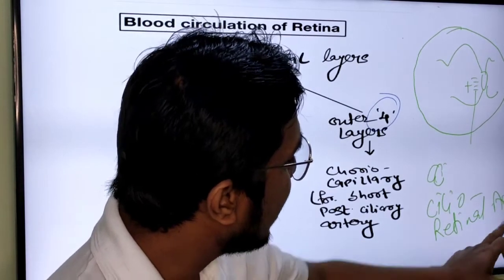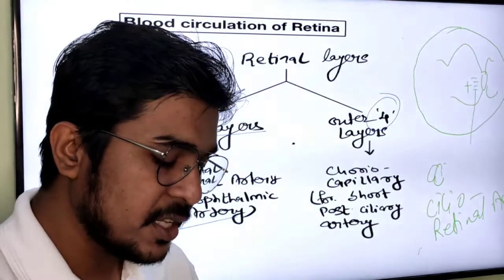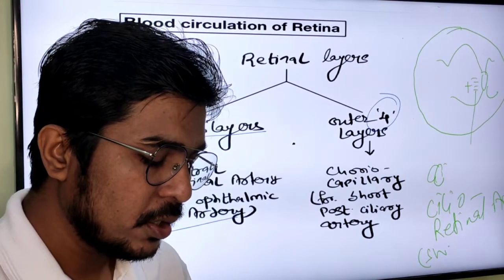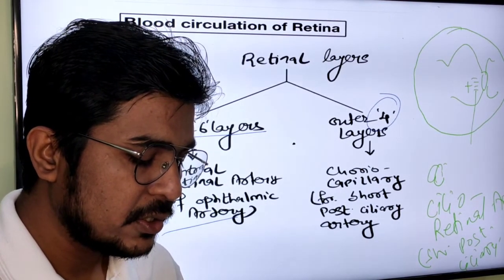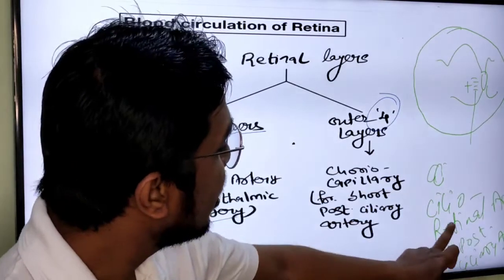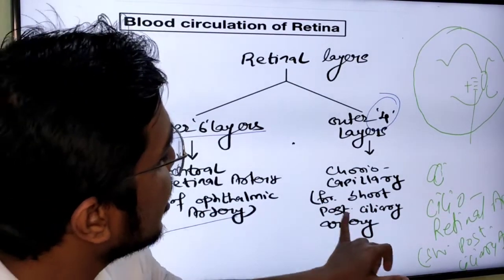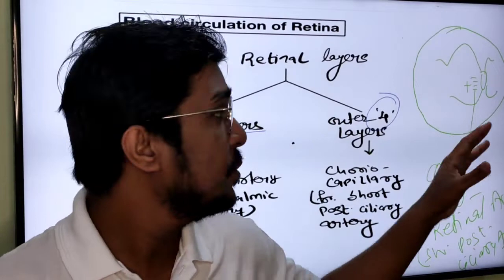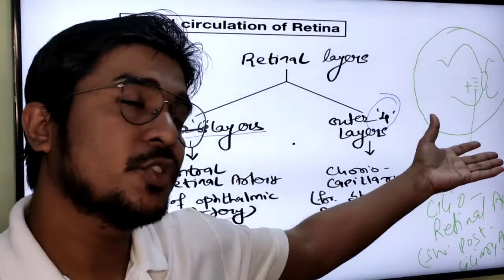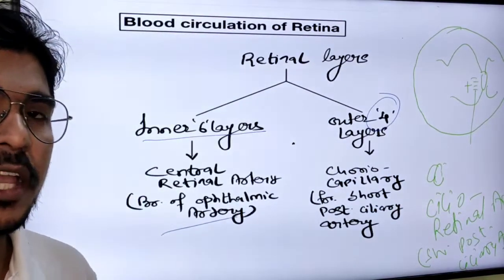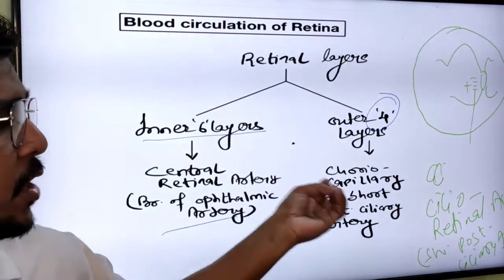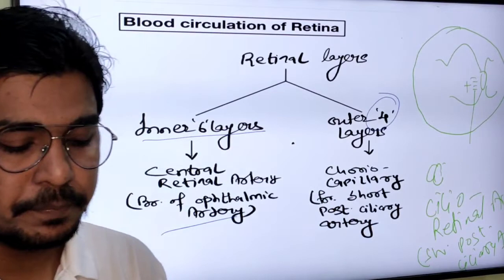This is the cilio-retinal artery. This cilio-retinal artery is a branch of the short posterior ciliary artery. So sometimes in some patients you will find this circulation also. Because we were talking about the blood circulation, that's why it is important to mention this cilio-retinal artery here.